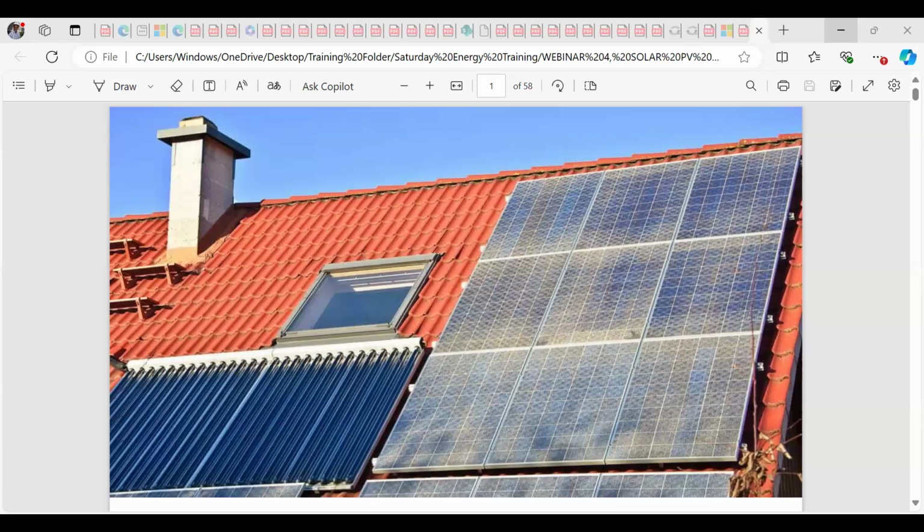So let's talk about solar panels. I think the right word should be PV modules. And we're going to look at the cells. We're going to look at the different arrangement of the cells into modules. But first of all, PV, photovoltaic, is a technology that generates electricity.